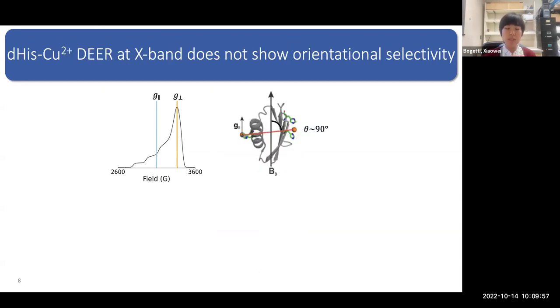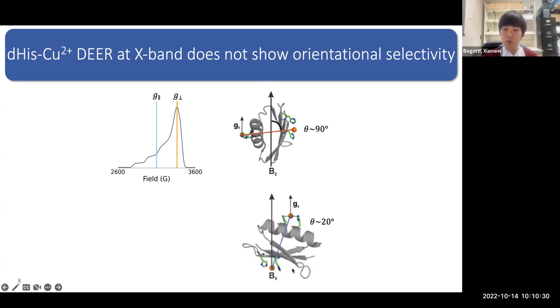So another thing we want to explain beyond distances is the orientational selectivity effect. Let's say we perform DHIR measurement at different magnetic field, G parallel here. So we expect to excite molecular orientation in this particular manner, with theta value around 90 degrees in this system. The theta is the interspin vector with respect to the applied magnetic field. And let's say we perform DHIR at this G perpendicular field, we expect to excite a very different molecular orientation, and this theta should be sampled around 20 degrees.